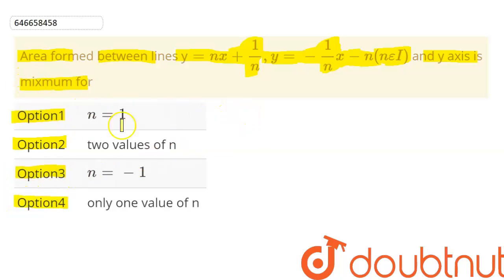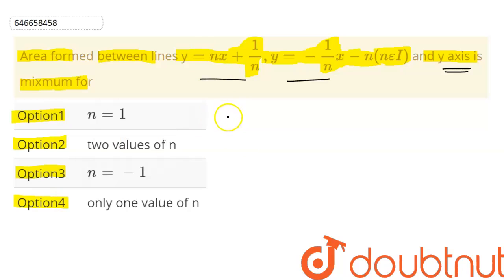So now let us try to solve this question. Here we are given the first line, the second line, and the third line is the y-axis, and we need to find the maximum area. We need to find the area formed by these 3 lines, and that area would be maximum for which of the following 4 options.